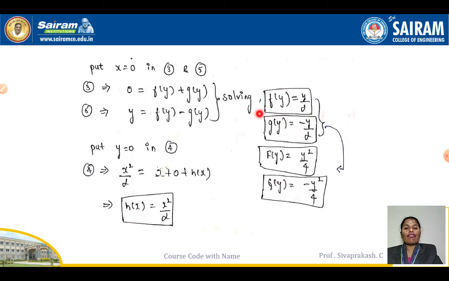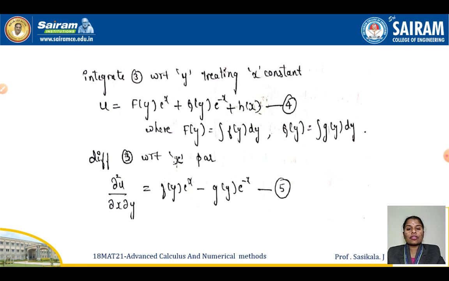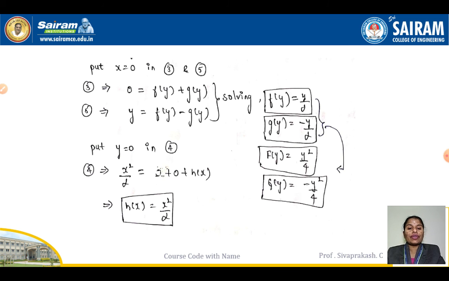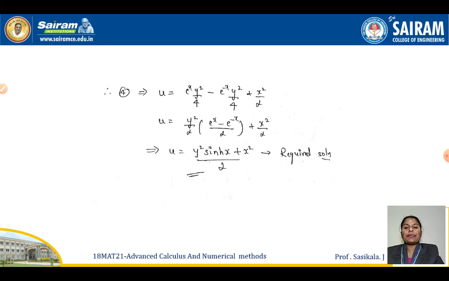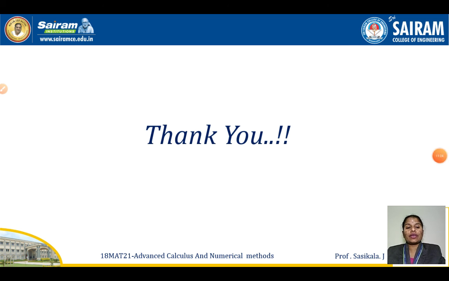By using f of y and g of y, by integrating I will get capital F of y and capital G of y, because capital F of y and G of y have been expressed as the integration of small f of y and g of y. Now, substitute all the answers in equation number 4. Then take y squared by 2 as a common term. You will get e power x minus e power minus x by 2, plus x squared by 2. So u will be y squared times sinh x plus x squared by 2. So, this is your required result. Okay. Thank you.